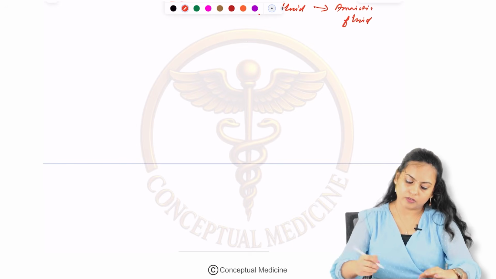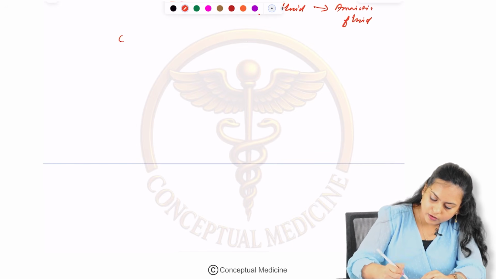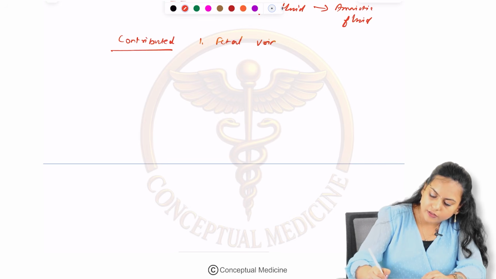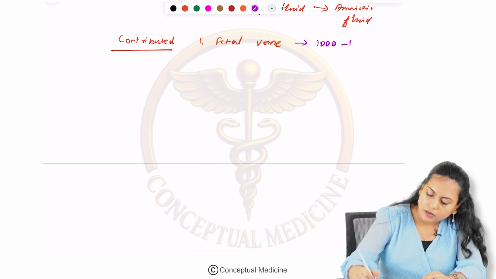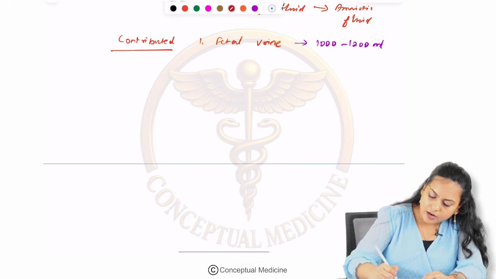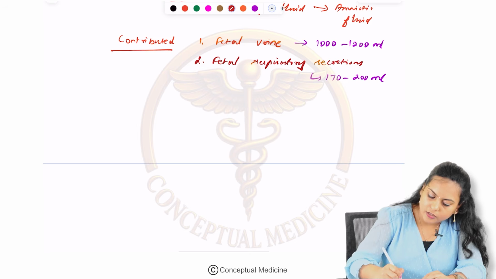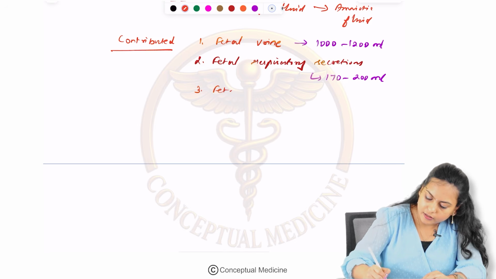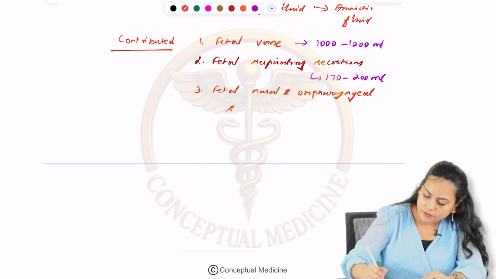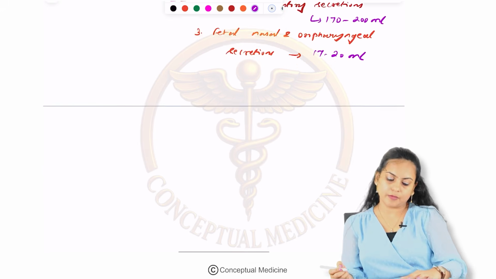Okay. So, what are the contributors? Amniotic fluid is contributed by, number 1, fetal urine, which contributes about 1000 to 1200 ml, and the second contributor is fetal respiratory secretions, which contributes about 170 to 200 ml, and the next contributor is the fetal nasal and oropharyngeal secretions, which contributes about 17 to 20 ml. So, these are the major contributors.